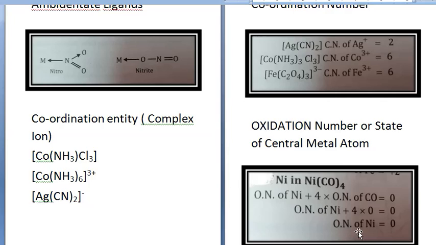But if you look at the oxidation number of Fe in K4[Fe(CN)6], there are 4 potassium. So 4 into the oxidation number of K+. What is the oxidation number of potassium? +1. 4 into 1, plus the oxidation number of Fe, plus 6 into the oxidation number of CN-. The oxidation number of CN- is what? -1. So 4 plus the oxidation number of Fe minus 6 is equal to 0. So the oxidation number of Fe will come to what? +2. In this way you can calculate the oxidation number of the central metal atom.